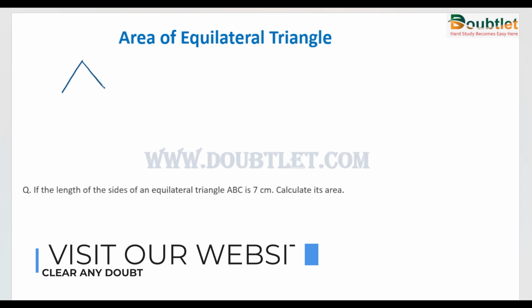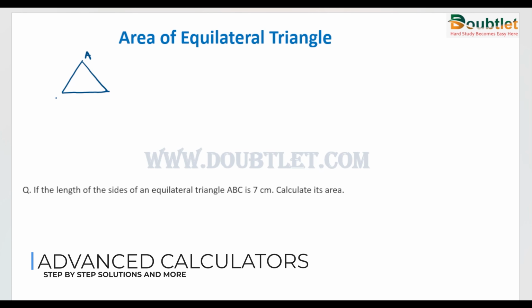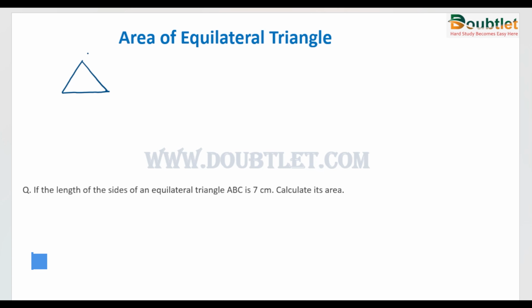So let's suppose this is an equilateral triangle and we will name its vertices as A, B and C. And we know that in an equilateral triangle all the side lengths are equal. So suppose this side length is A, then this is also A and this is also A, and all the angles are also equal. Since the sum of all the angles of a triangle is 180, each angle is 60 degrees. So this is the property of an equilateral triangle.